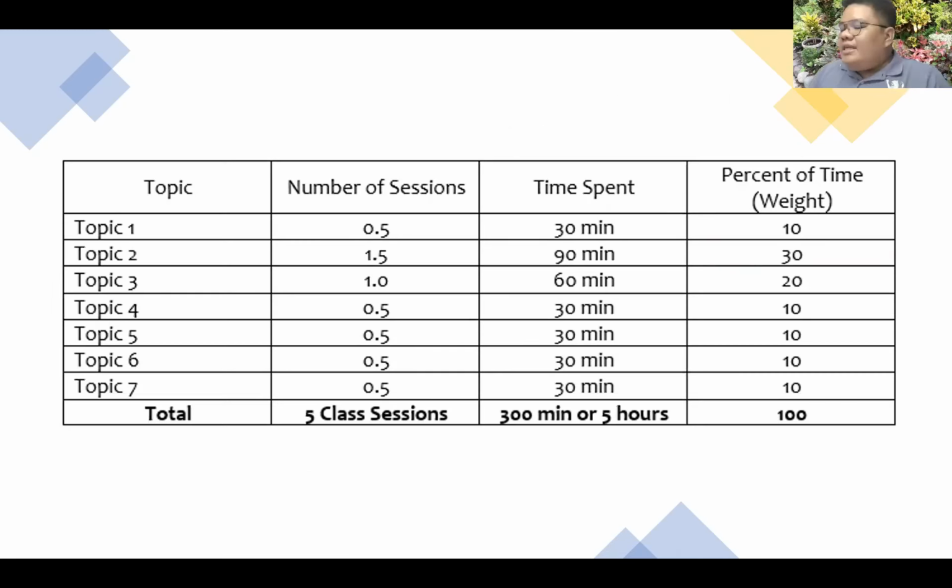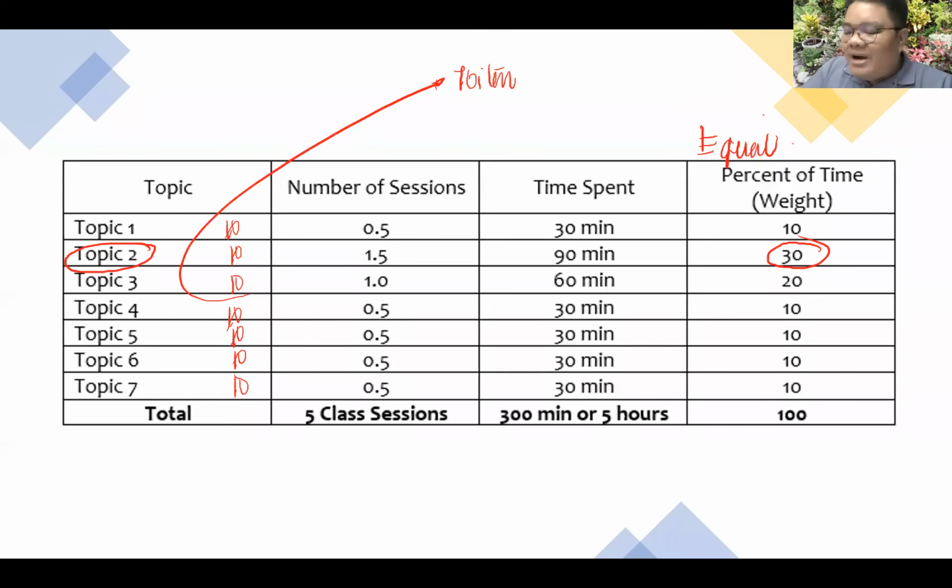In other words, pag titingnan ko po yung topic 2, mahaba yung topic 2 eh. Kaya napaka-lengthy ng topic 2. Because topic 2 is lengthy, a lot of time is being spent for topic 2. Okay? And 30% of the examinations will be coming from topic 2. Hindi po equal ang distribution natin. Hindi po natin pwedeng sabihin na, okay, 70 items yung exam ko, 10 items will come from topic 1, 10 items hanggang topic 6 and 7. Hindi pwedeng ganon. Okay? That's a wrong practice.